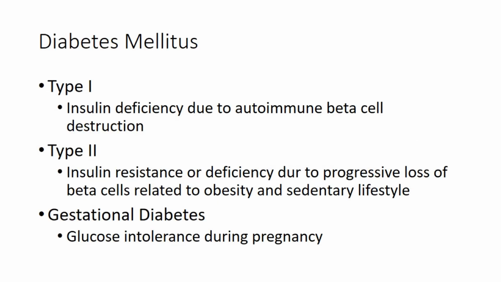Just a review on diabetes mellitus. Type 1 is insulin deficiency due to autoimmune beta cell destruction, and type 2 is insulin resistance or deficiency due to progressive loss of beta cells related to obesity and sedentary lifestyle. Gestational diabetes is glucose intolerance during pregnancy.